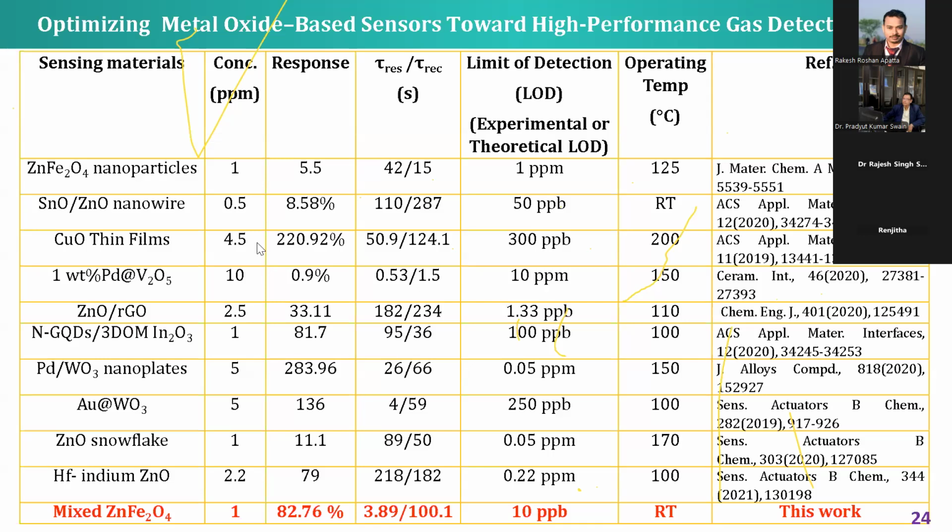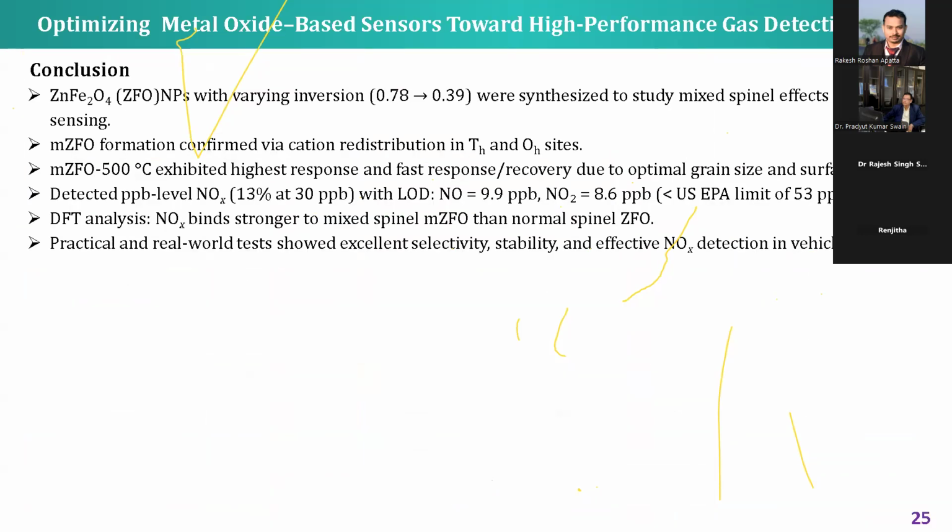So this is the comparison table. This is essentially comparing our data with the literature, how our data is comparable. You can see that it has a very good response, good response and recovery times, and a lowest detection limit of 10 ppb. And the important aspect is that this can be used at room temperature. That's one of the advantages.